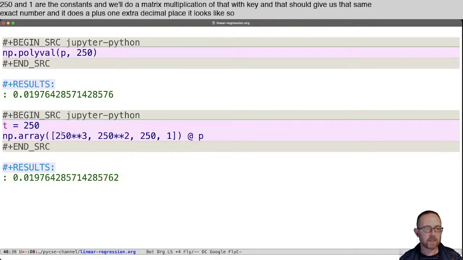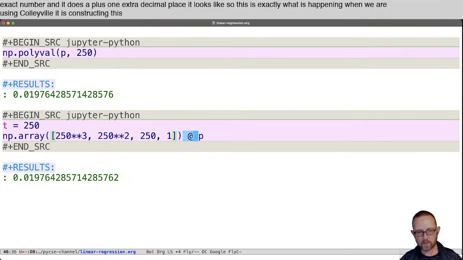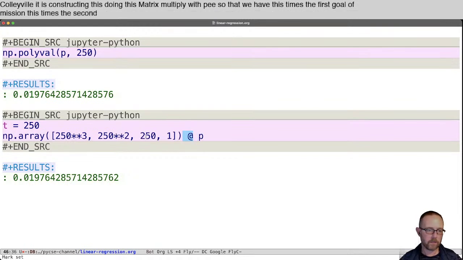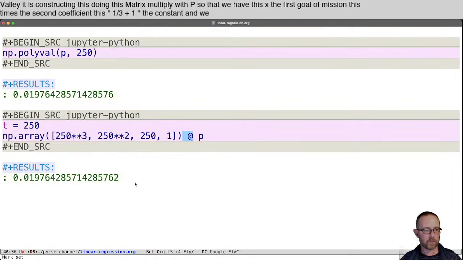So this is exactly what is happening when we are using polyval. It is constructing this, doing this matrix multiply with p, so that we have this times the first coefficient, this times the second coefficient, this times the third, and 1 times the constant. And we can do this for all of the time values.